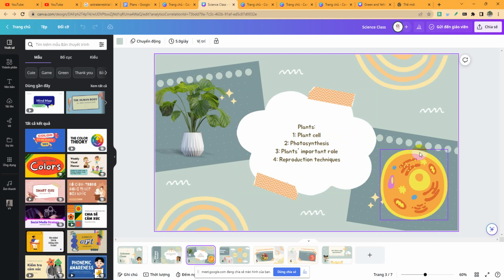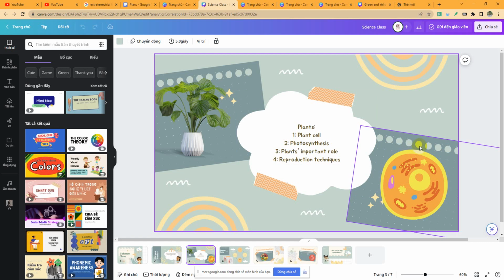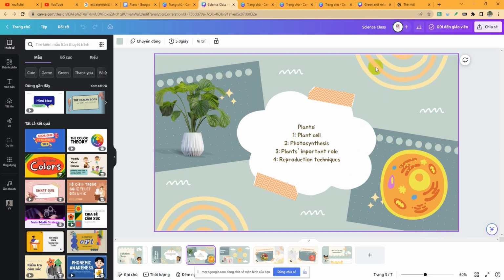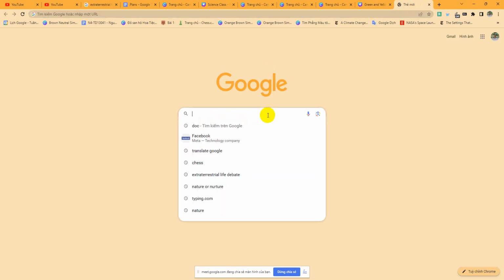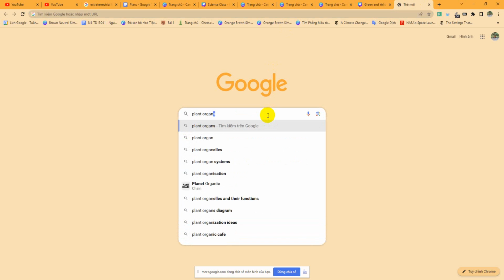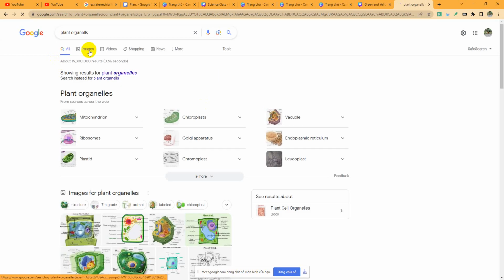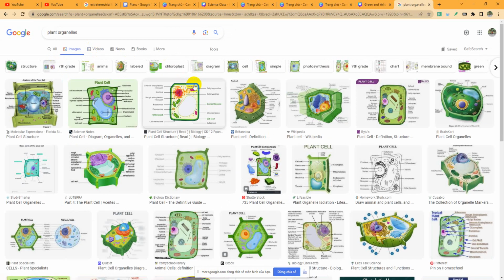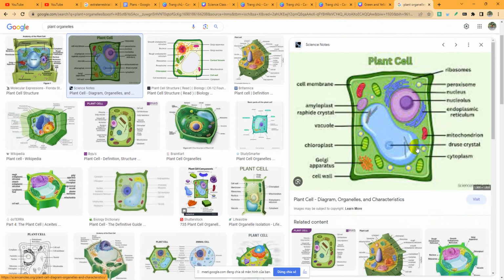I've also gone through all the important organelles inside the plant cell, so I'm going to do a quick search about this here. Plant organelles, and show you guys some pictures so that you can better visualize and memorize it, because apparently our brain tends to remember pictures much better compared to words. So here, let's take this picture, or is it blurry? Oh, there you go, it's fine now.